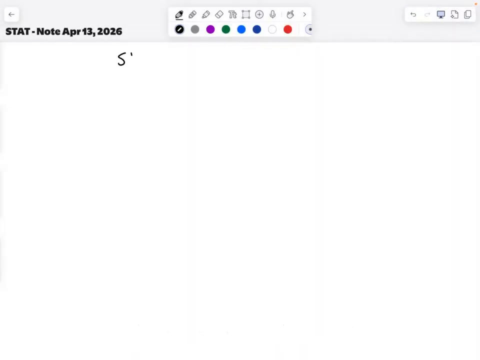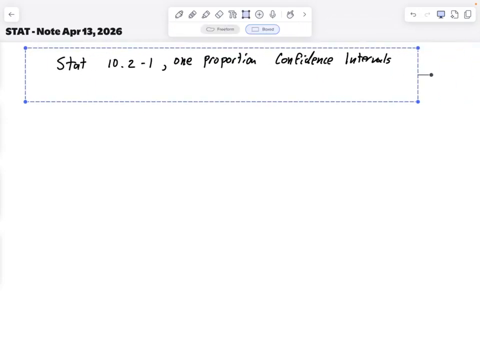Stat... 10... point, is it 10? Yeah, we're on Unit 10? 10.2-1. One proportion confidence intervals. Day one. One proportion confidence intervals.